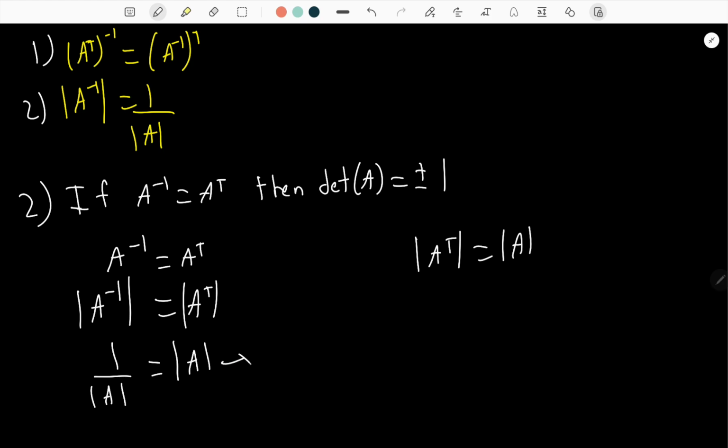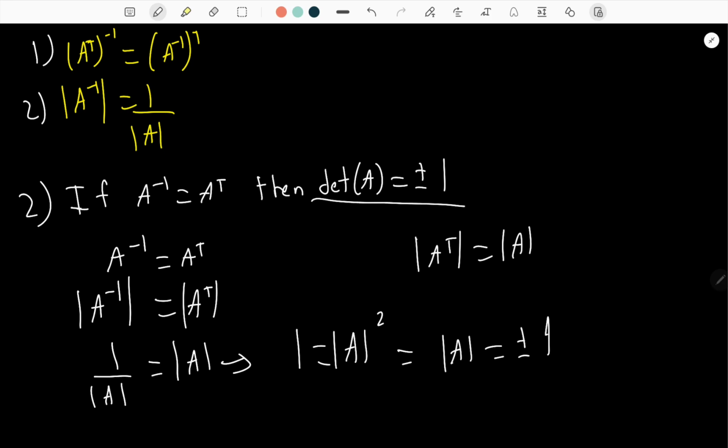So here we can simplify, and we can take the determinant of A to the other side. So we get 1 is equal to the determinant of A squared, and then simplify it again. The determinant of A is equal to plus minus 1. Don't forget plus minus, and we have proved the question itself.